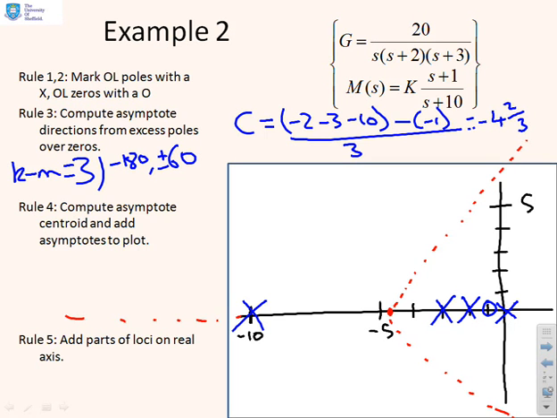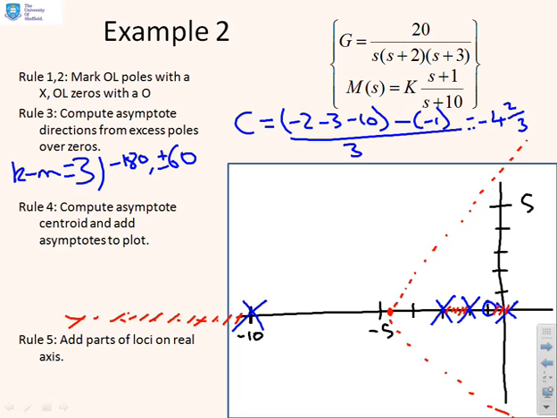Next, add the parts of the real axis which are on the loci by looking at the odd number to the right. So between here and here, I've got an odd number to the right. Between here and here, I've got an odd number to the right. And obviously, over here, I've got an odd number to the right.